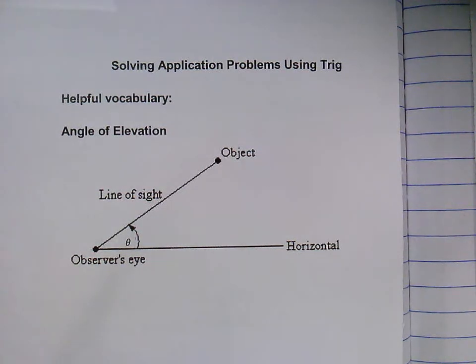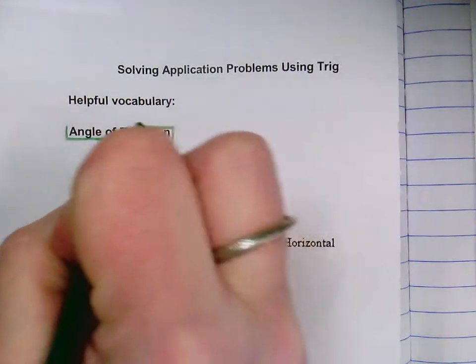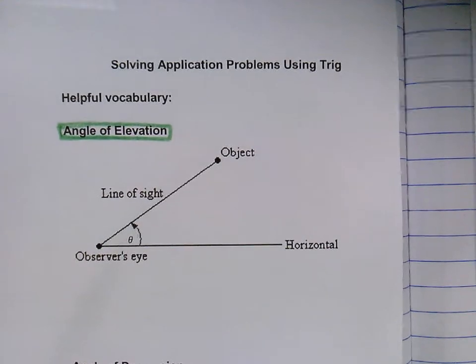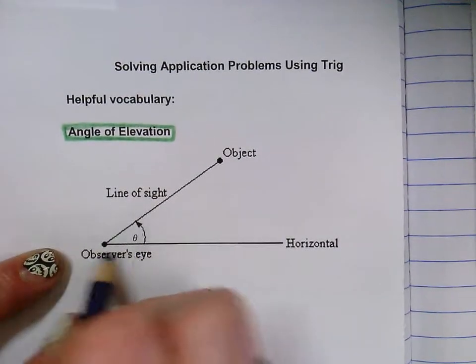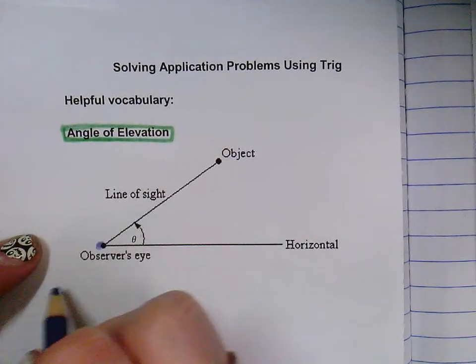All right, today we are going to look at some application problems using our trig functions that we've been looking at. So with these application problems, we have these terms that we're going to hear. One of those terms is angle of elevation. And looking at our diagrams, you'll see it says here's the observer's eyeball. So you think about a person that's standing here.